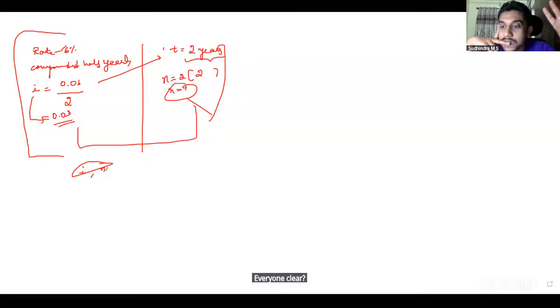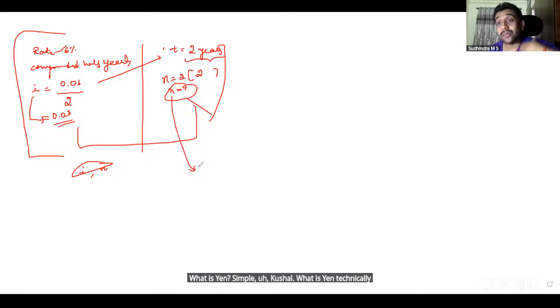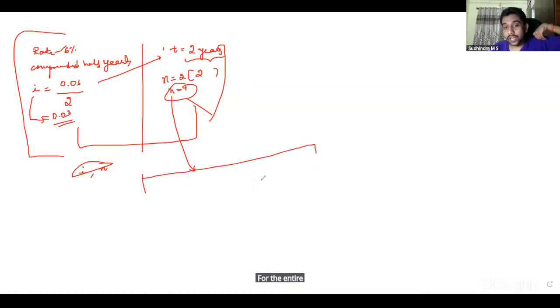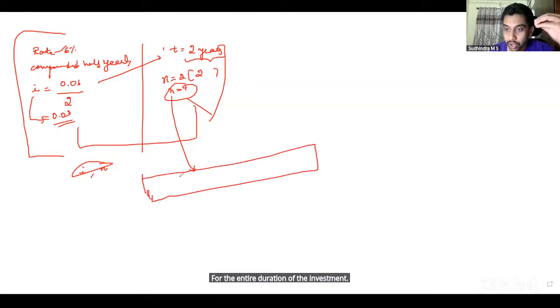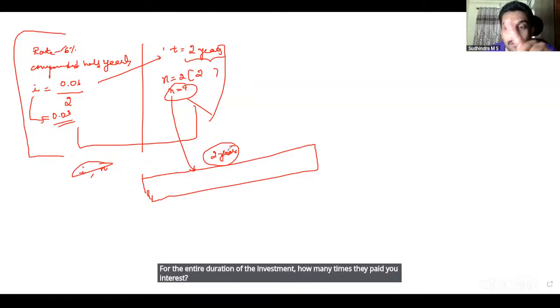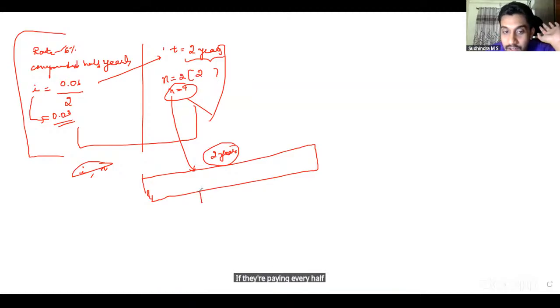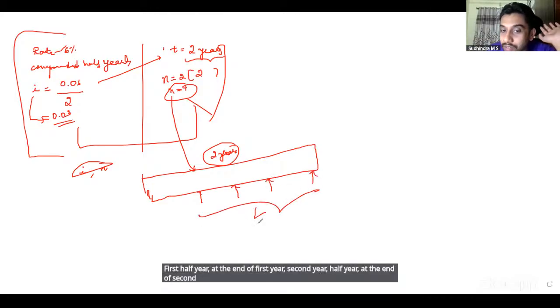Sir, I did not understand what N actually is. Simple, Kushal. What N technically is, is for the entire duration of the investment. If you keep that FD for 2 years, how many times will they pay you interest? If they are paying you interest every half year, at the end of the first half year, at the end of first year, and so on, at the end of the second year, 4 times they would have given you interest.